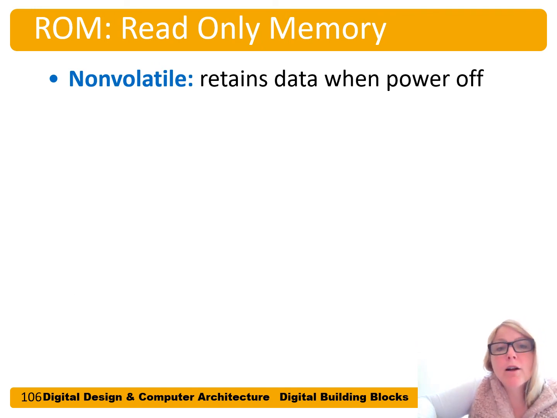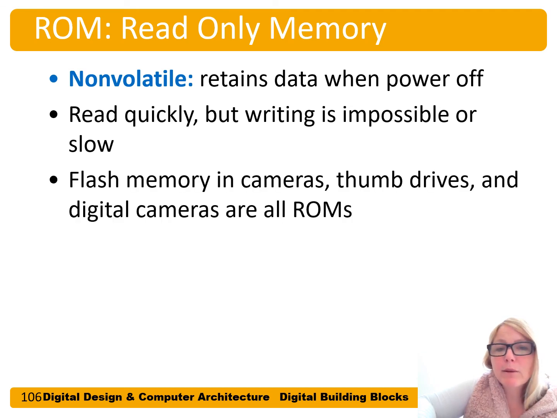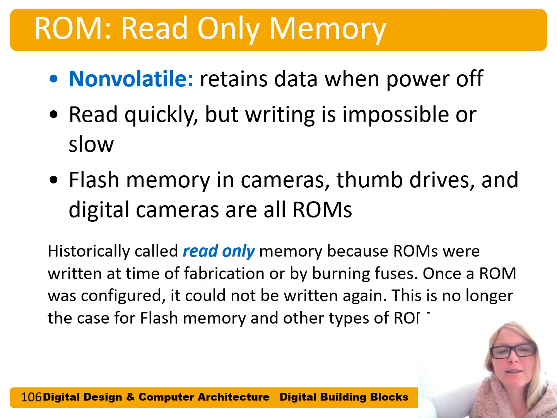Read-only memory, or ROM, the defining feature is that it is non-volatile, so it retains its data when the power is off. ROM is read quickly, but writing is sometimes impossible, or like on your phone or your thumb drive, it's just slow. So flash memory in cameras, thumb drives, and digital cameras all use ROMs, so that when the power is lost, you take your thumb drive out of your computer, the data doesn't go away.